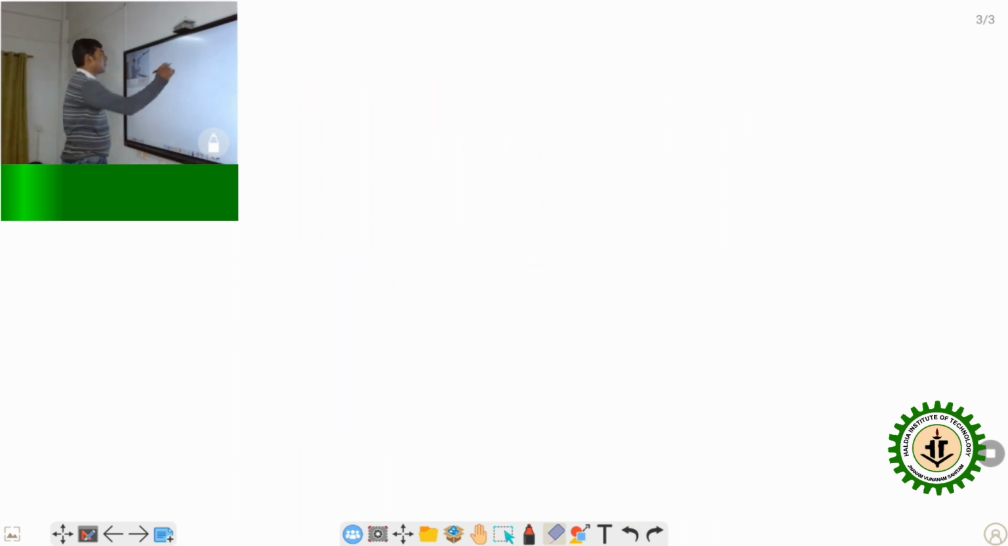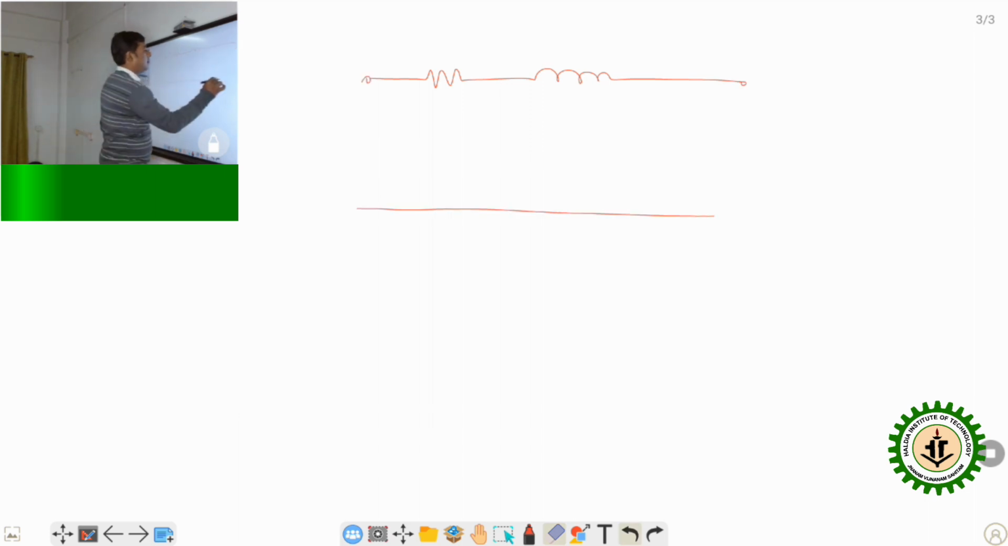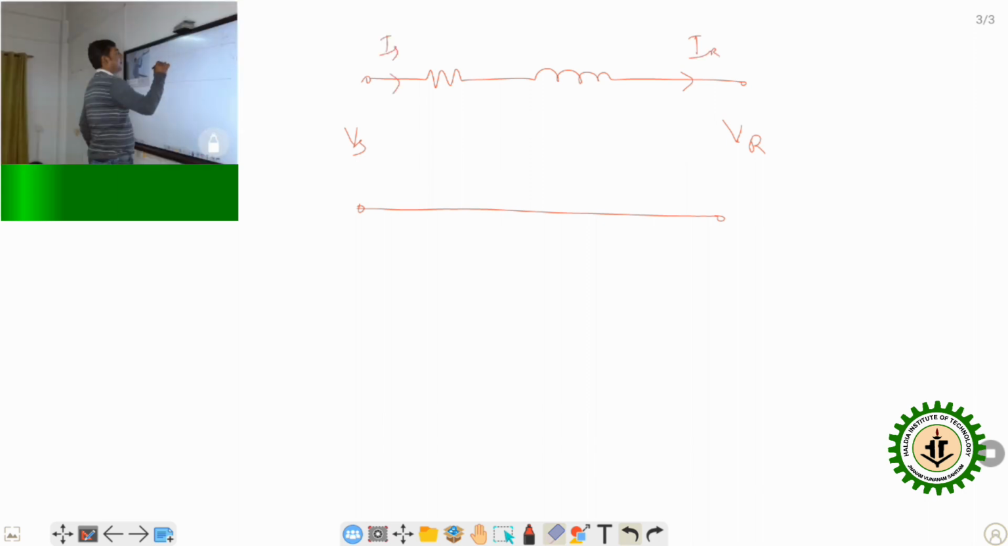Now, if you go to the short transmission line circuit, again I am drawing the circuitry here. Suppose this is your sending end voltage and this is your receiving end voltage, this is your receiving end current and this is your sending end current. This is your resistance, this is your inductive reactance, and this part is called your Z. Z is the impedance of the circuit.